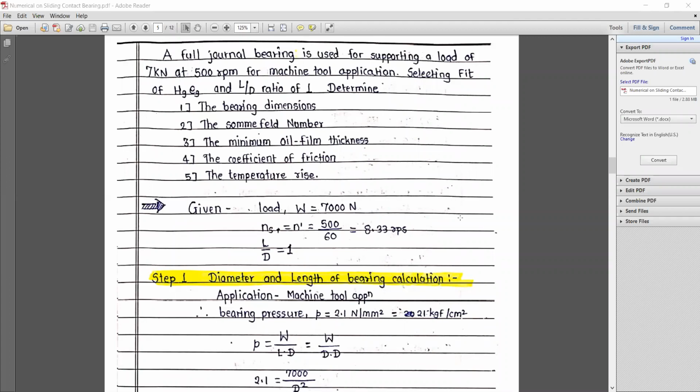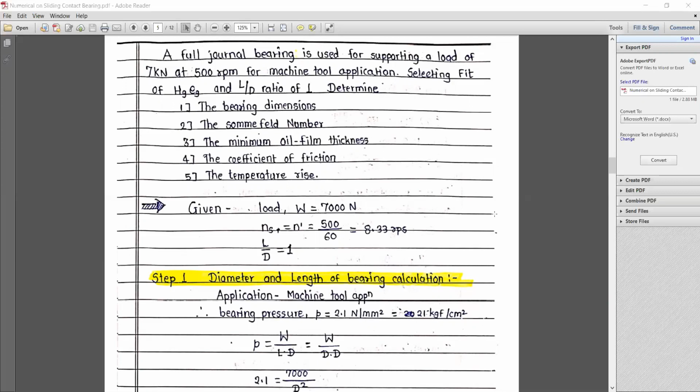We have already discussed the theory of sliding contact bearing. Also, we have seen a simple numerical on sliding contact bearing. So, in today's lecture, we will discuss two more numericals of sliding contact bearing, but they have some different inputs. Based on that, we can see how we can design a sliding contact bearing. Okay, so let's start with the numerical.